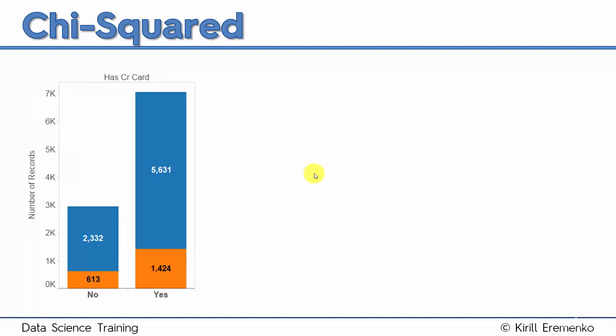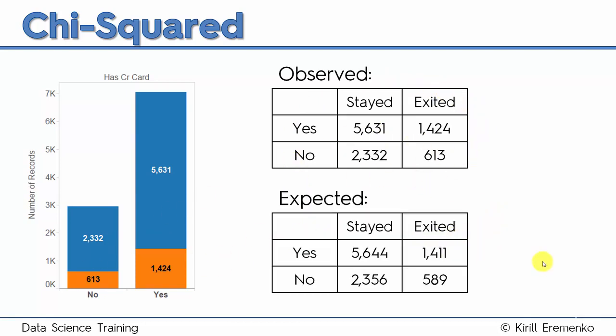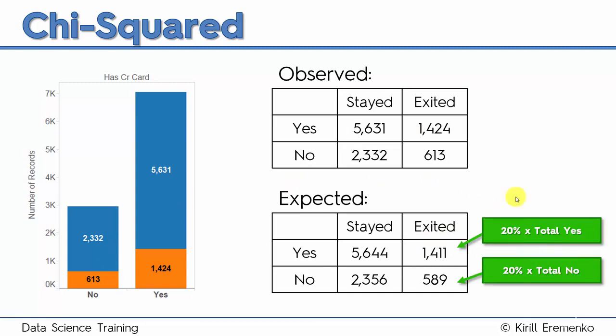Now, if you move to the chi-squared test, we have to get rid of the percentages. We have to go back to absolute values, which is important. We have to create the observed table, which looks like that. So we just put these numbers in there. We have to create the expected table, which we know how to create now. So we take the total number of people who have credit cards and multiply it by 20%. That will give us this value. And then whatever is left is the people that we would expect to stay. And the same thing for people who don't have credit cards. This is 20% of the total that we have here, and that's everybody else.